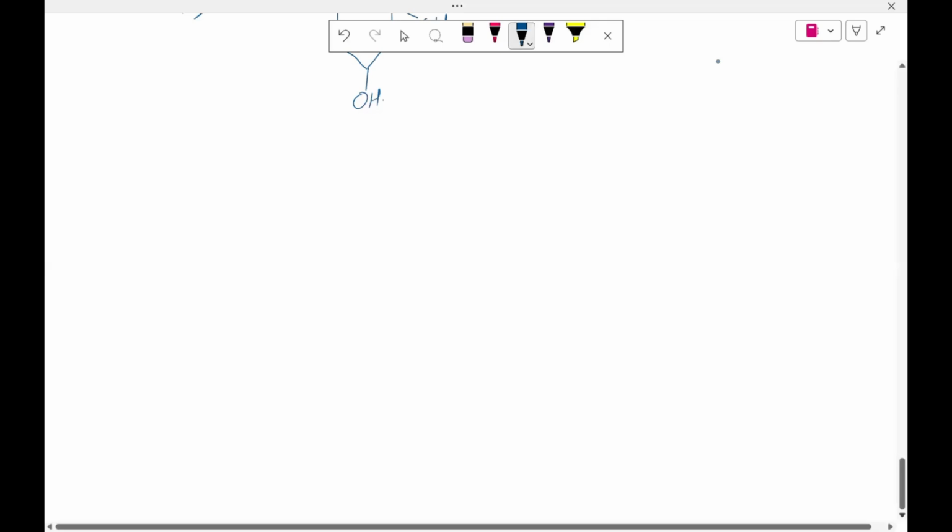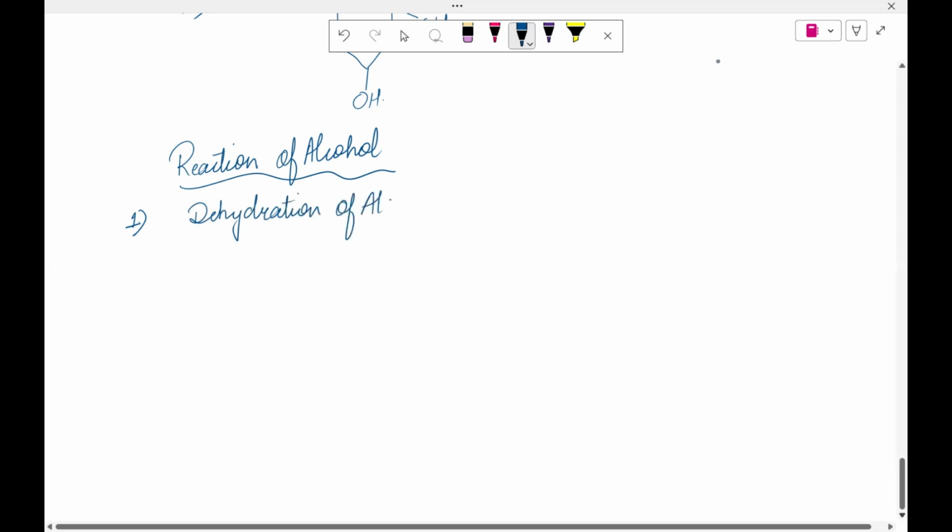So let's discuss the reactions of alcohols. The first reaction, which is very important, is dehydration of alcohol. Dehydration of alcohol means the removal of water from alcohol. This means removal of water. How is it going to happen?